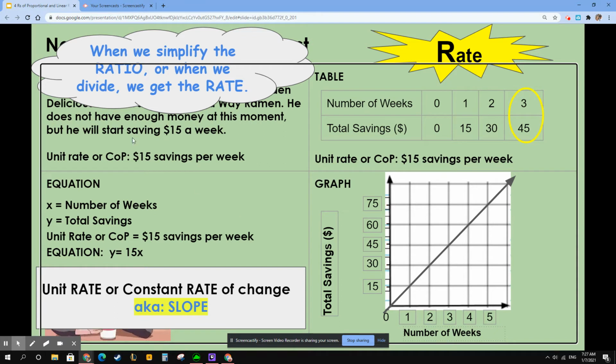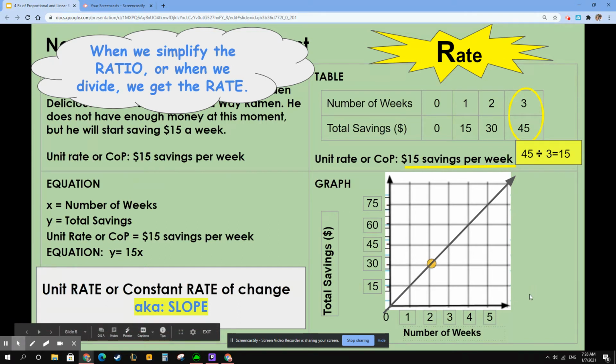From a table, if you know it's a proportional relationship, all you have to do is get the pair of numbers, the x and the y, and you just divide. You start with the y and you divide it by the x. 45 divided by 3 equals 15. That is the $15 savings per week, which is the unit rate.